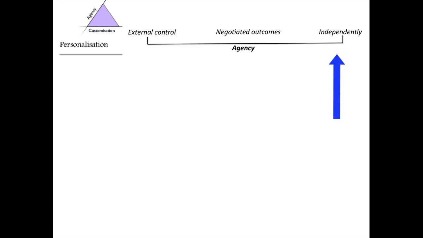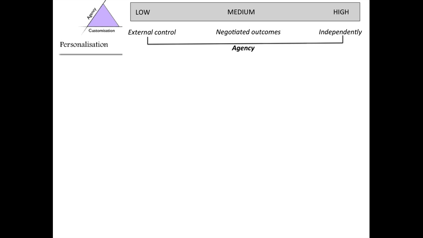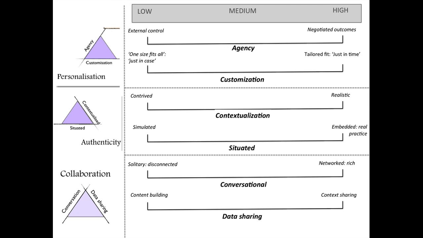At the right-hand extreme, or binary, we encounter entirely independent learning, where the learner is entirely free to choose by themselves how, where, what and when they learn. Therefore, we can characterise these continuums as extending from low through to medium and then through to high. And this illustration shows all of the other sub-elements set out with their respective continuums.